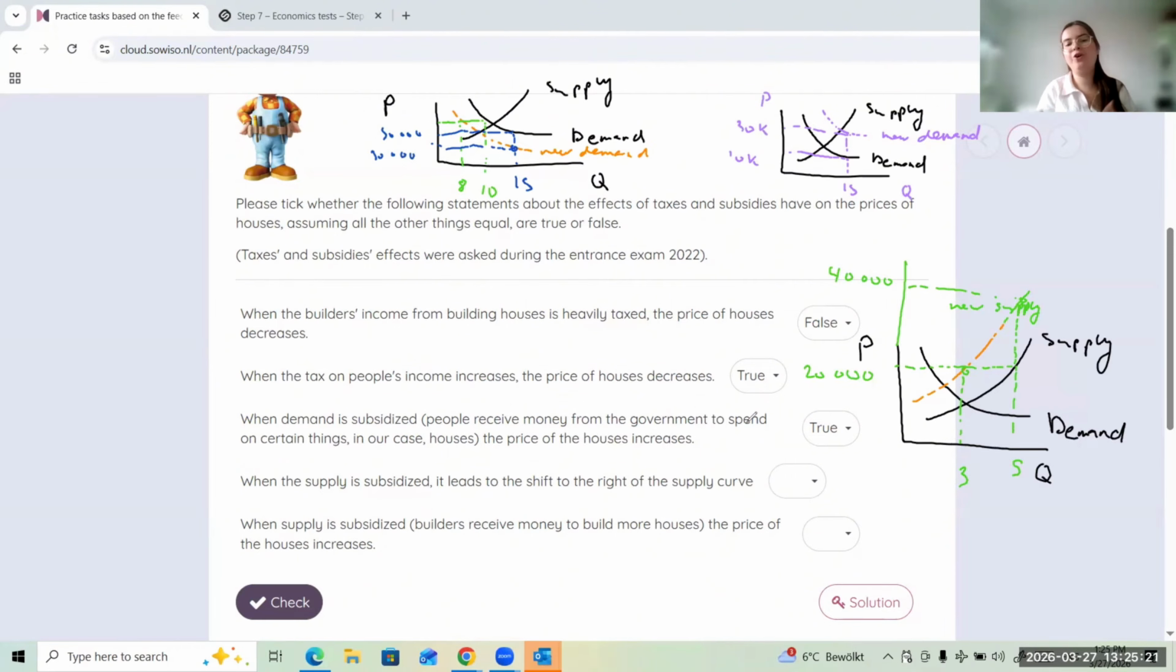And then you have the opposite scenario when supply is subsidized. So when supply is subsidized, the supply curve will shift to the right because now you will have more supply. So I will just draw it like this quickly. Here, for the same price as before, they will be willing to supply more houses because they got subsidized, because they have the money from the government. So for the price of 20K, before you had 10 houses, now you have 20 houses, for example. So it's a shift to the right.